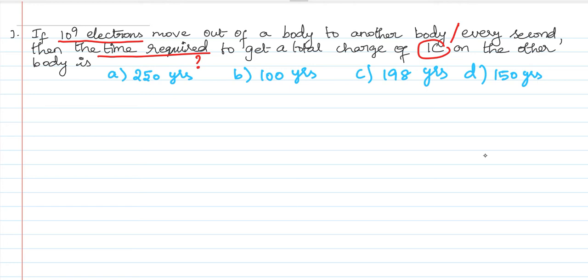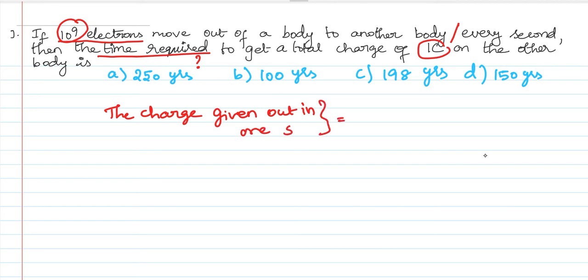So let us start with the given data. What is the charge given out in 1 second? For 1 second, 10 to the power of 9 electrons are given out. So write: charge given out in 1 second is equal to 10 to the power of 9 times the basic charge value, which is 1.6 into 10 to the power of minus 19 coulomb.